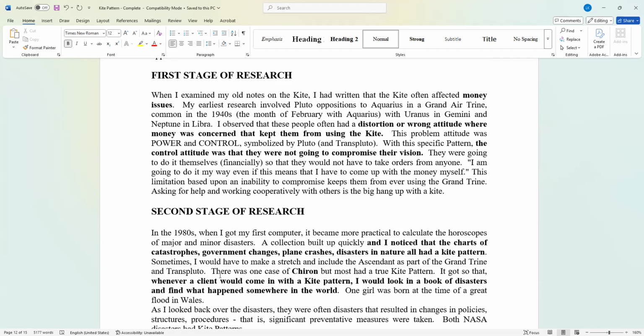And what I noticed as I was doing charts for disasters, I saw that there was almost always a kite pattern involved, especially a pattern where, as a result of the disaster, important changes were made, changes in technology and environmental issues.